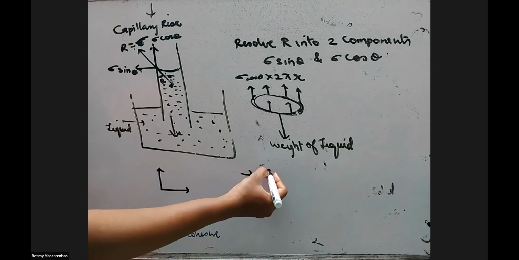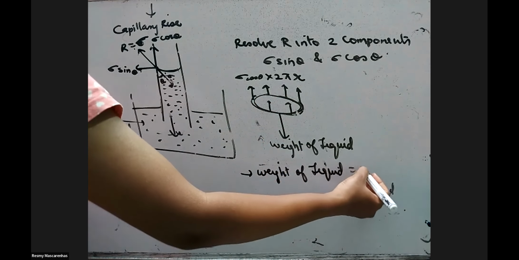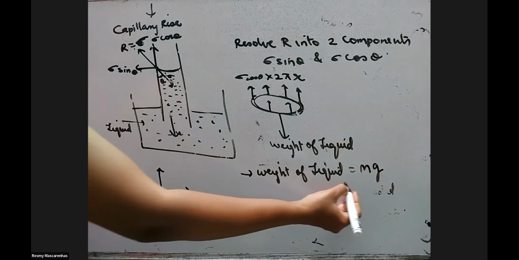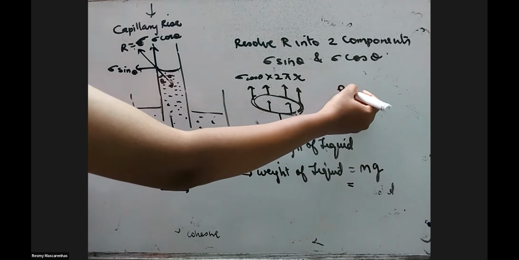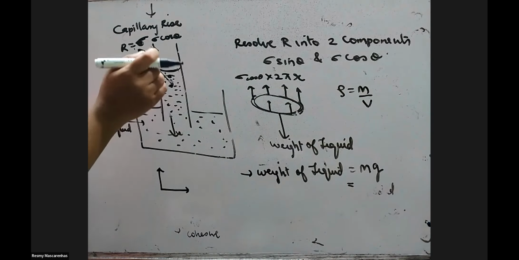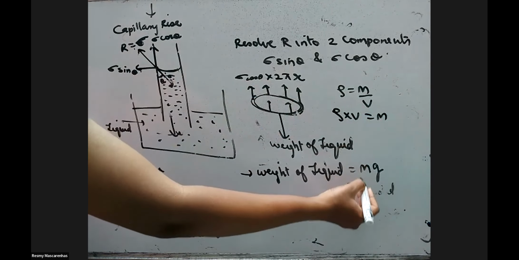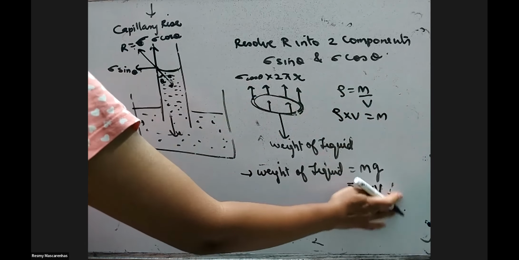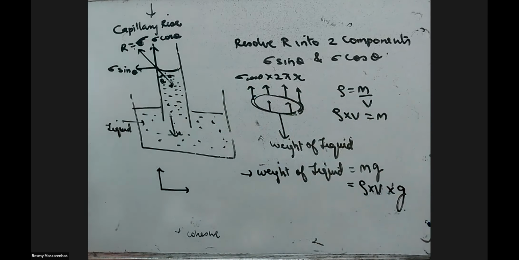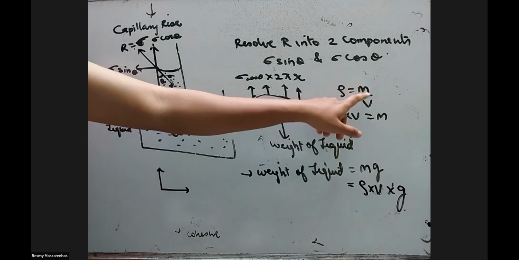So we know that the weight of the liquid is always m into g, mass into gravity. You know that density is mass upon volume. So mass will always be, instead of m, I will use rho into v. So it is rho into v into g. If you want, you can write this at the side and keep mass upon volume.